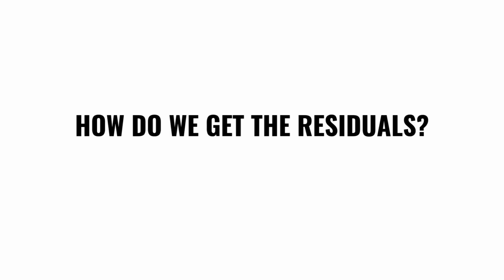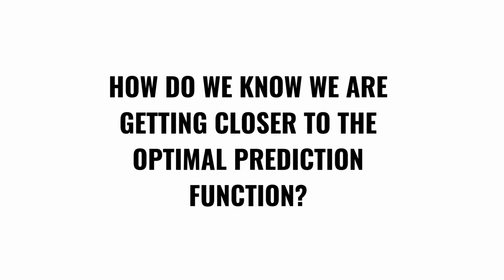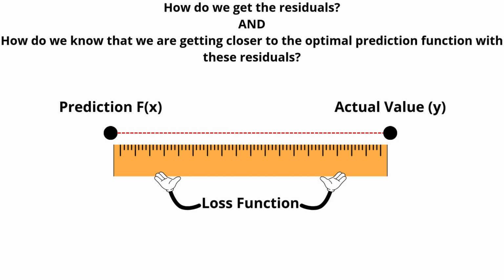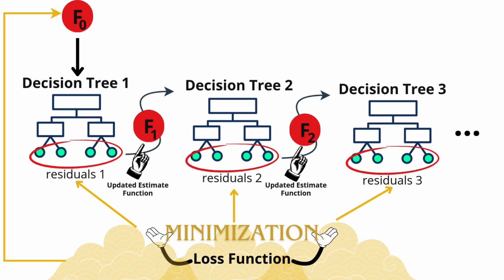How do we get these new residuals? And how do we know if we are getting closer to the optimal prediction function with these residuals? One tool is used to answer both questions. It's the loss function. The loss function will quantify the gap between what the current estimate function predicts and the actual value of the target variable. The residuals in the decision trees are computed through the minimization of the loss function. By minimizing the loss function at each iteration, we enhance the estimate function's accuracy in predicting the target. By this step, we know that we are getting closer to the optimal estimate function.